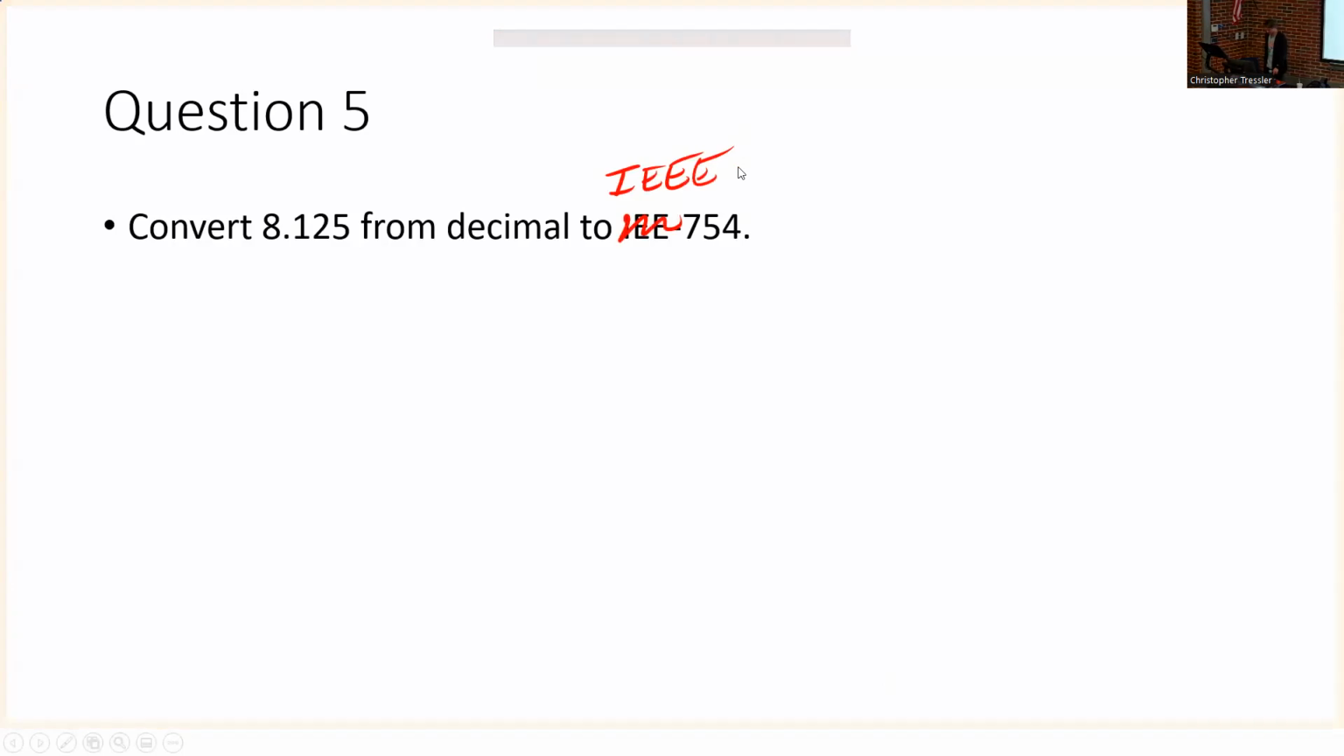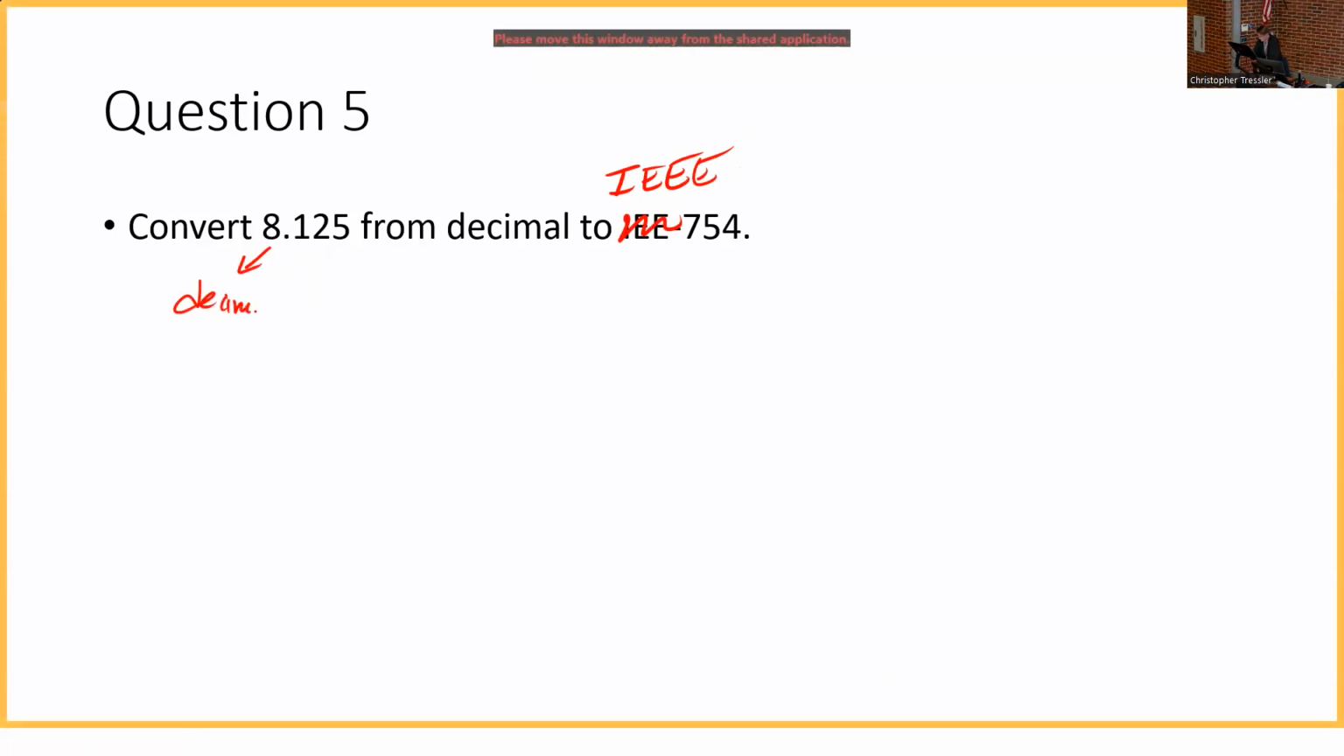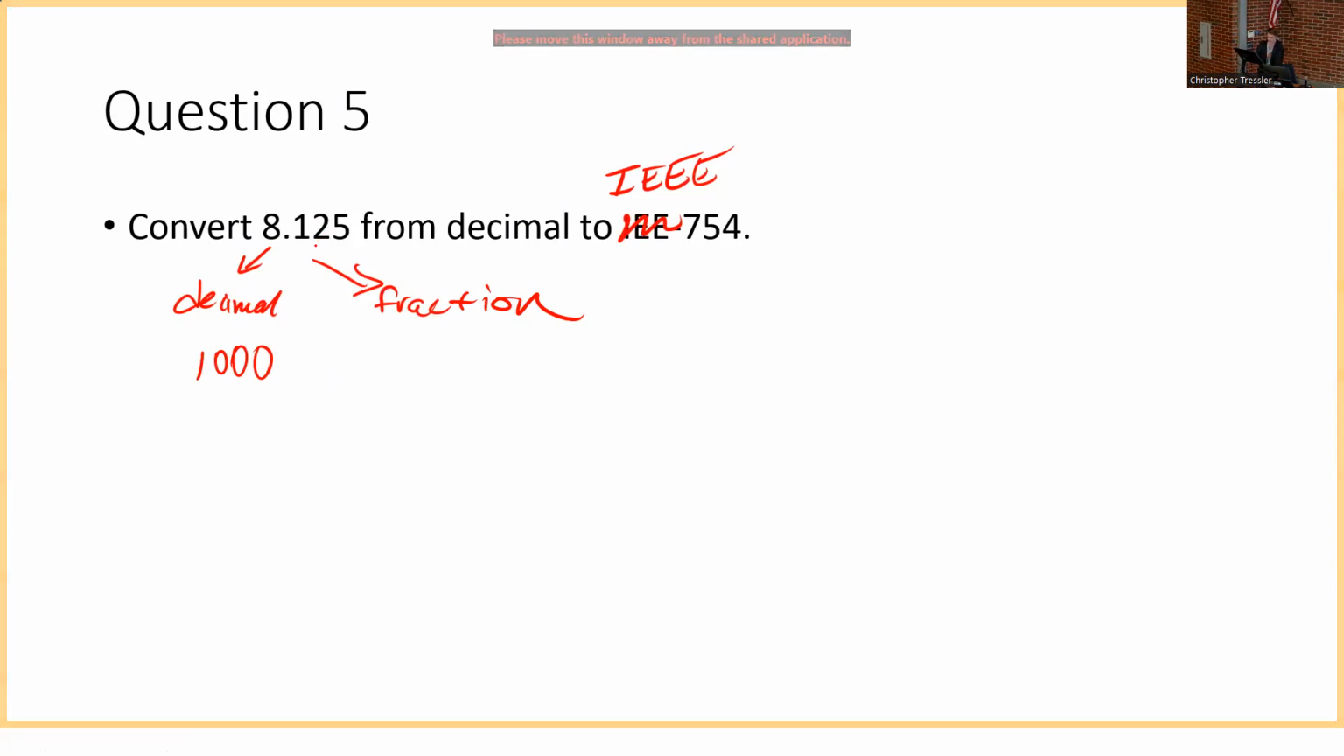The first thing we're going to do when we do this is separate it. Here's our decimal, here's our fraction. Now notice, how would we represent 8 in binary? Essentially, 8 in binary would be 1, 0, 0, 0, right? And then how do we represent 1/8 in binary?